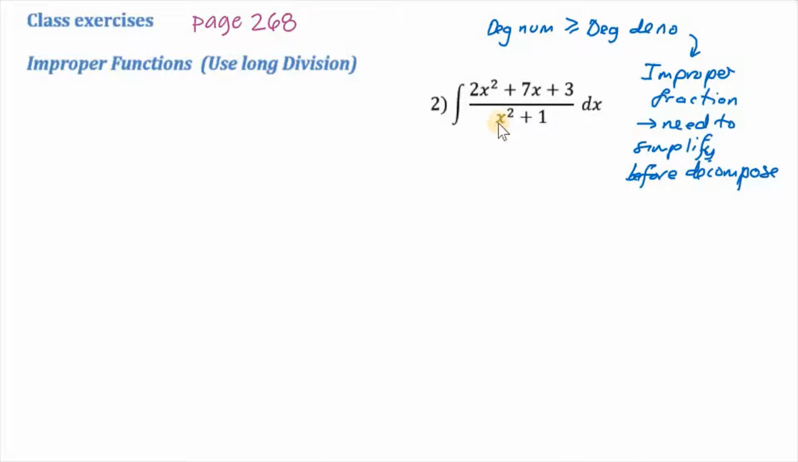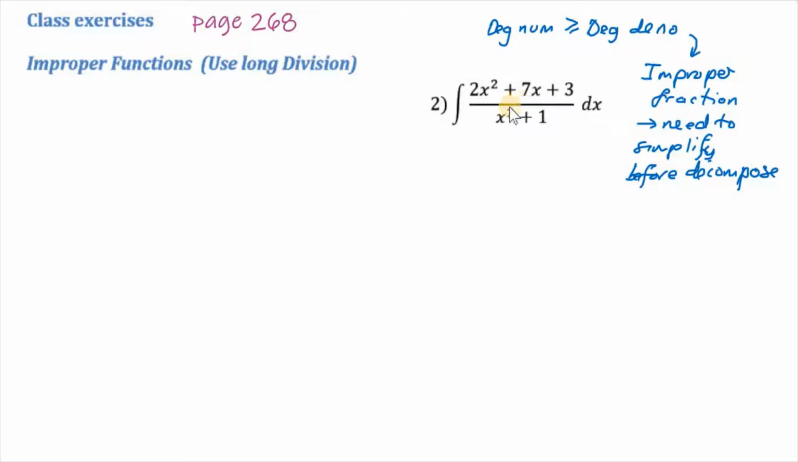Okay, can we integrate straight away using the partial fraction decomposition? Not yet, because this is also an improper fraction. The degree of the numerator is greater, or here it's equivalent to the degree of the denominator. So it is still an improper fraction, and we need to simplify further before we decompose it.